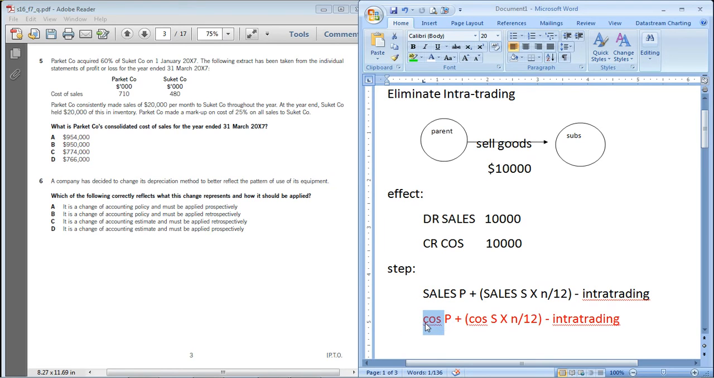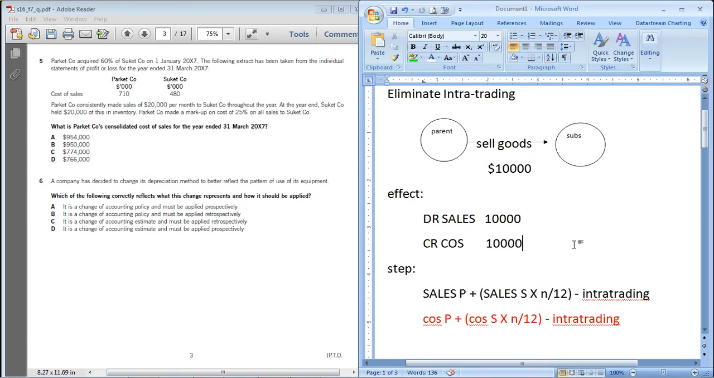I'm focusing on the statement of profit and loss. Cost of sales of parents, you plus the consolidated subsidiaries as mentioned just now. You have to apportion it. If you acquired the subsidiaries in the middle of the year, you can only consolidate half of the year, and minus intra-trading as well. Debit sales means you minus the value, credit COS means you minus it here as well. So this is the basic understanding of the effect of intra-trading.